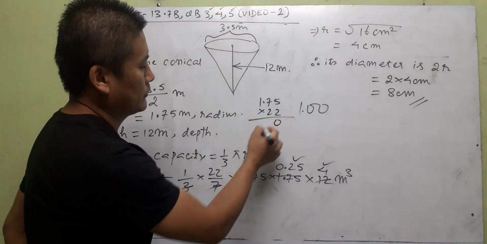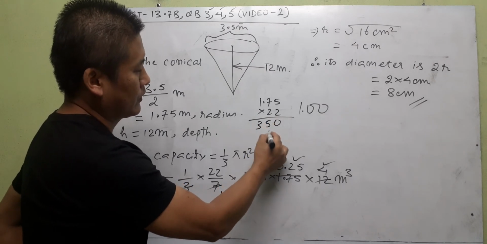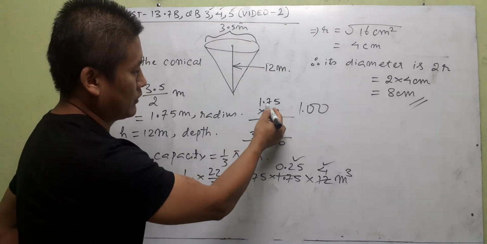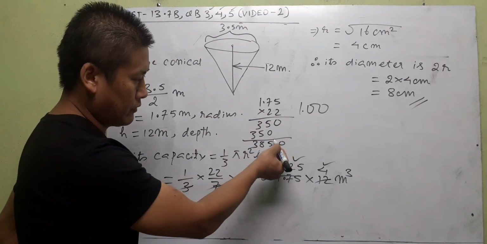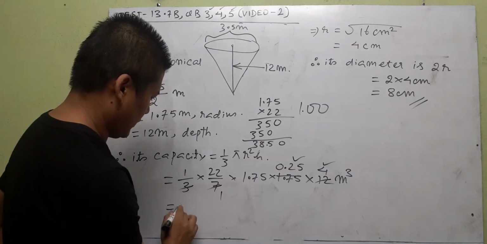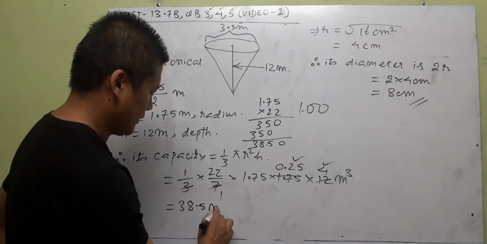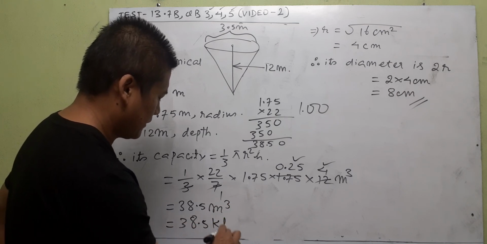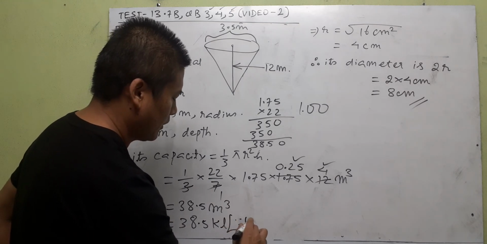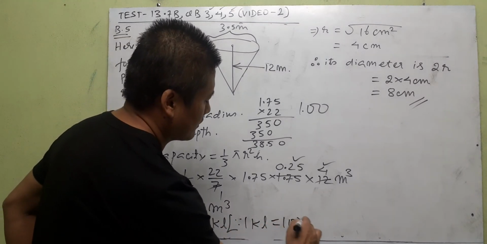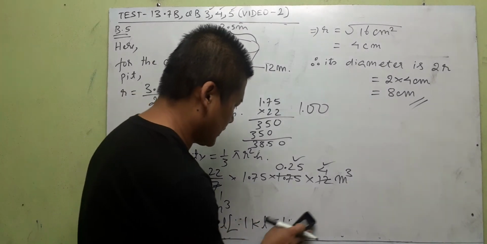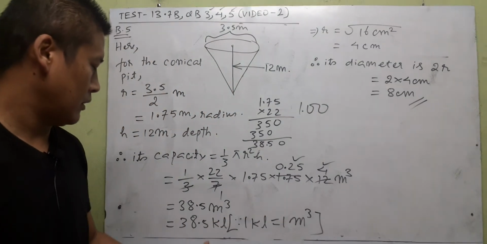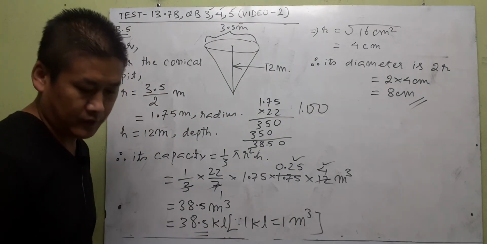So 2 fives are 10, 15, so 0, 5 and 3 again, 0, 5, 8 and 3. 1, 2 decimals, so starting from the extreme right, go left, 1, 2. So this is going to be 38.5 meter cube. So that will be equal to 38.5 kiloliter, because we know 1 kiloliter is always the same as 1 meter cube. 1 meter cube, 1 kiloliter, they are equal. So our answer is 38.5 kiloliter.